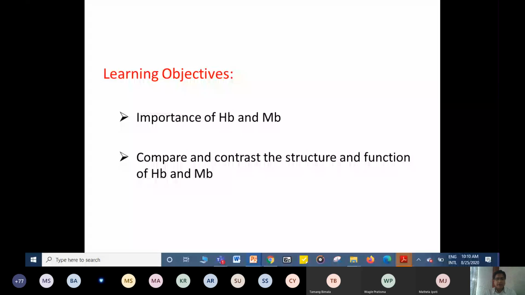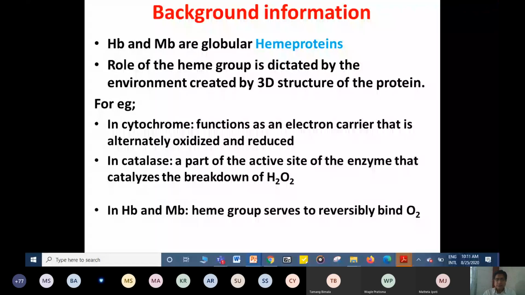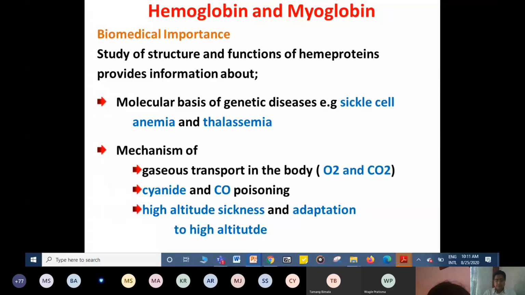Before studying hemoglobin and myoglobin, first of all, we have to know why we are going to study them. What is their importance? Why are we not studying other molecules, but hemoglobin and myoglobin? Because as medical students and later as medical professionals, we have to know about hemoglobin and myoglobin. Only then can we interpret a number of diseases. Now let's see some examples. Because the study of the structure and function of heme proteins provides information about these following points.